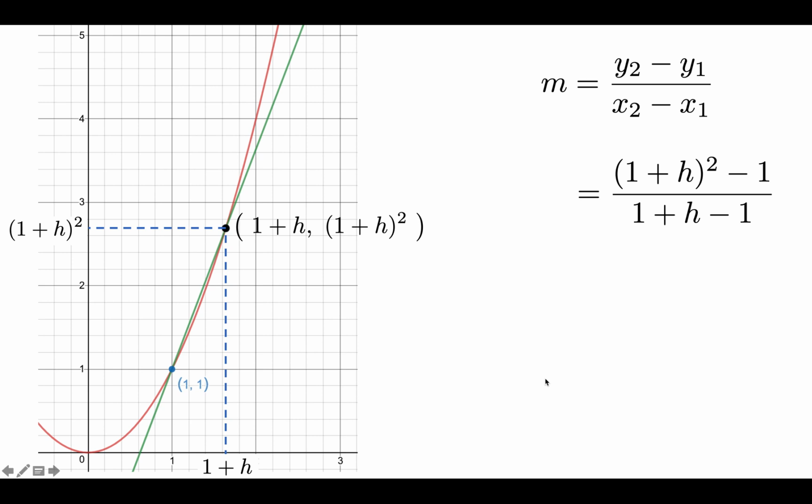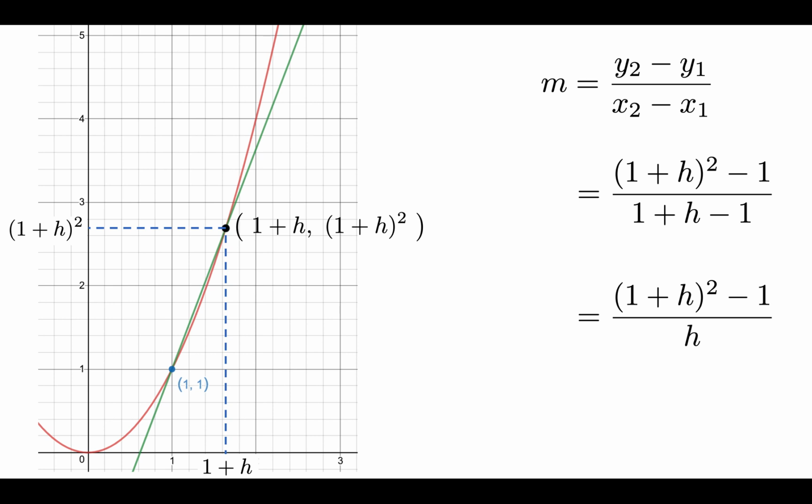All right, now I'm going to simplify this only a little bit. I'm not going to FOIL out this business on top or anything like that. All I'm going to do is take this 1 on the bottom and this -1. Those are going to cancel. I'm going to leave you with an h down there on the bottom. But the top is exactly the same. So I've got 1 plus h squared minus 1 over h. And that's the formula for the slope of that green secant line.